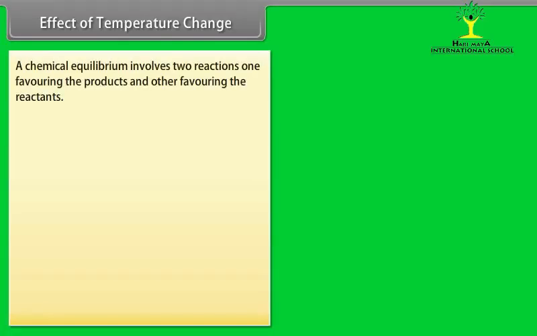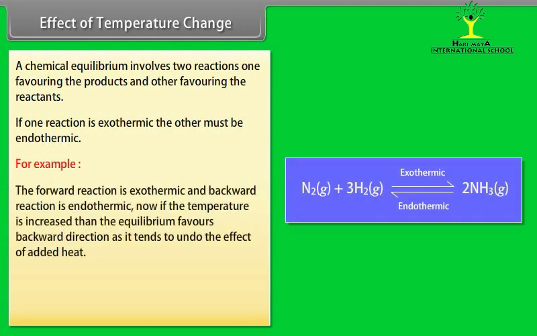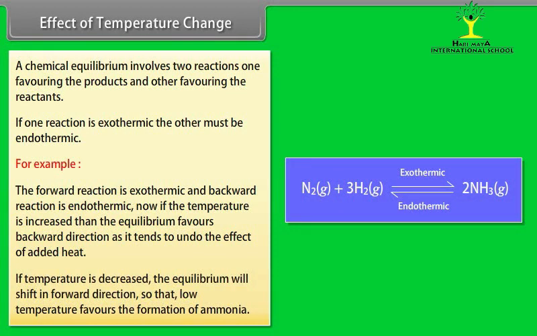Effect of temperature change. A chemical equilibrium involves two reactions, one favoring the product and other favoring the reactant. If one reaction is exothermic, the other must be endothermic. For example, the forward reaction is exothermic and backward reaction is endothermic. Now, if the temperature is increased, then the equilibrium favors backward direction as it tends to undo the effect of added heat. If temperature is decreased, the equilibrium will shift in forward direction. So, low temperature favors the formation of ammonia.